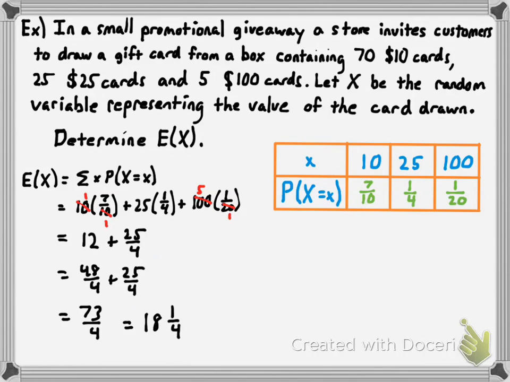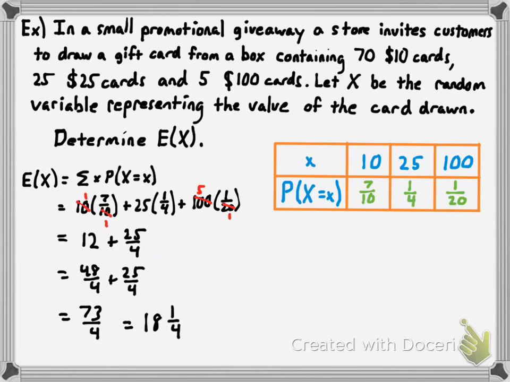Now, in the context of the problem then, that means if I'm a person that goes and draws a gift card from this box, I'm expecting on average that I would get $18.25 from that draw. That's what most of the customers would have gotten. Okay, so there you go. That's how you find the expected value when the outcomes are not equally weighted.